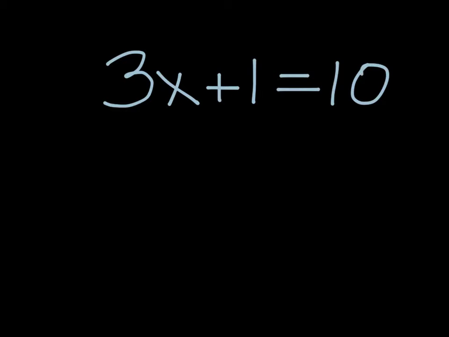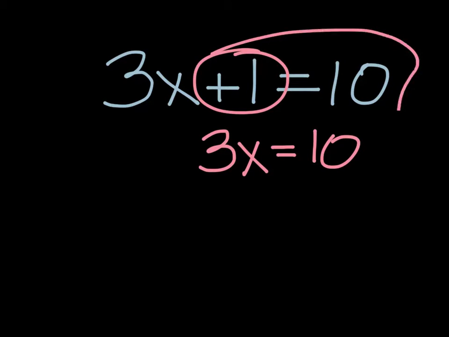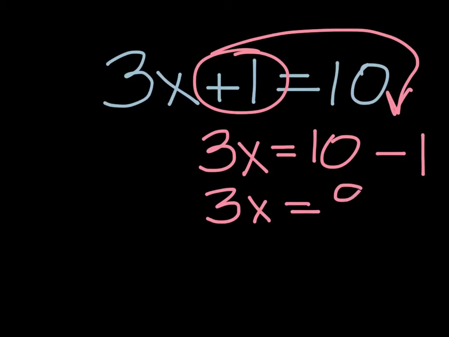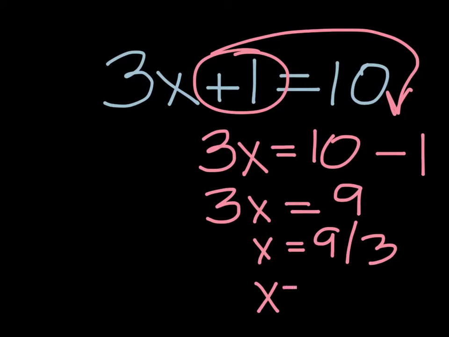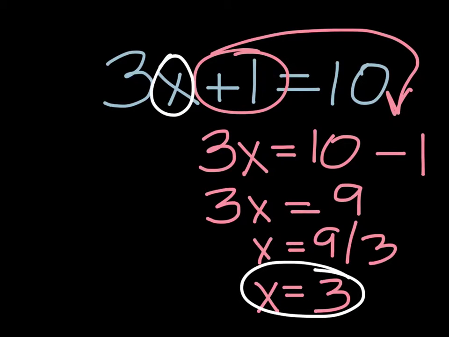Here's another one just like that. 3x plus 1 equals 10. What do I move to the right and change? Yeah, this 1 will go over and become minus 1. 10 minus 1 is 9. Divide 9 by 3, and you get an answer of 3. If you don't think you have the right answer, you can check it by putting this right here. What's 3 times 3? Plus 1. 10, so it works out.